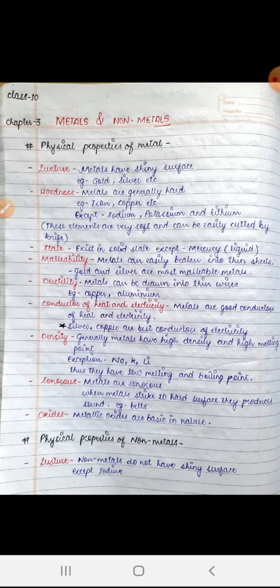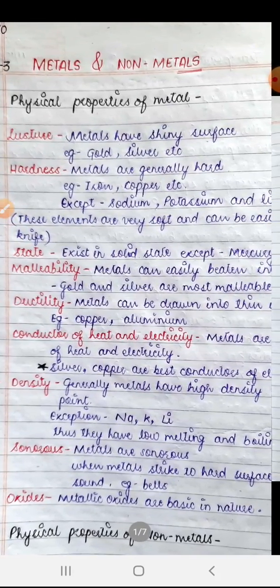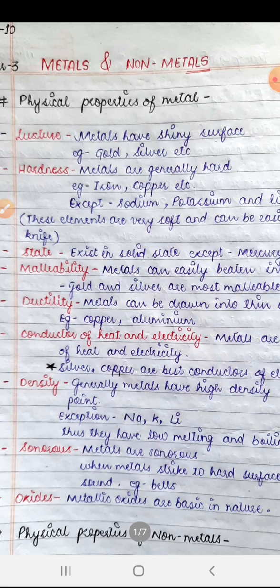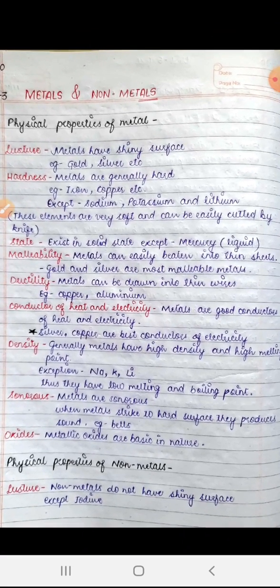Now the third point about their physical property is state. In which state do they occur? Metals occur in a solid state. Yes, we have seen these states, that is solid, liquid and gases. So metals exist in solid state except mercury. Why? Because mercury is liquid in state. You have seen mercury in thermometers, right? So mercury is a metal, and it is the only metal which exists in a liquid form.